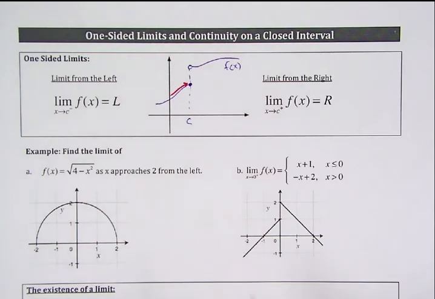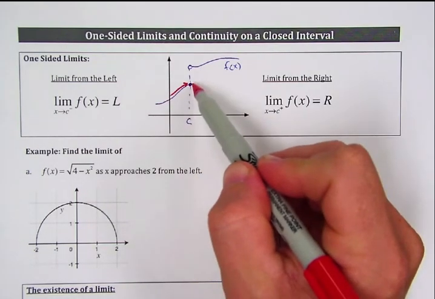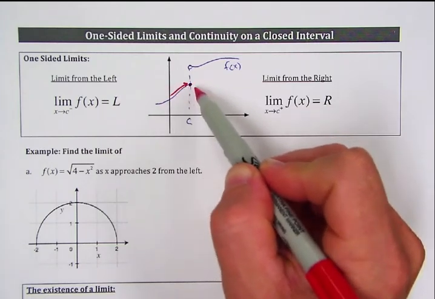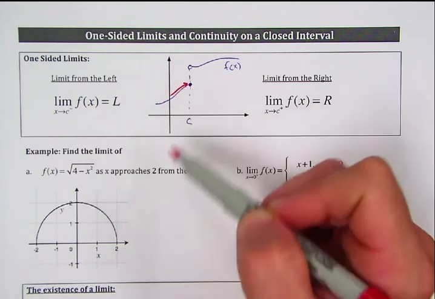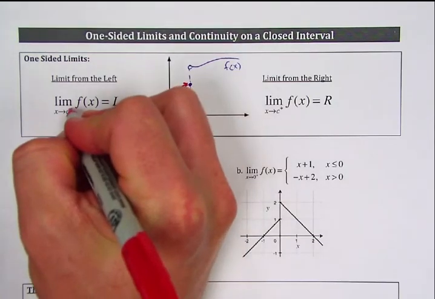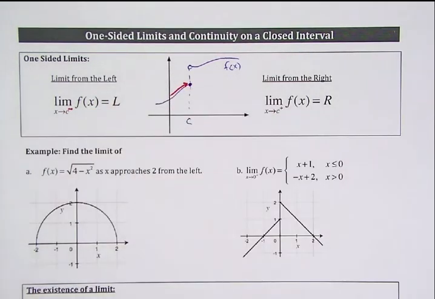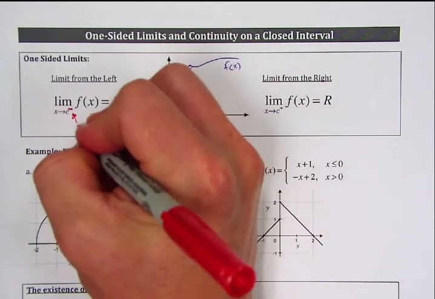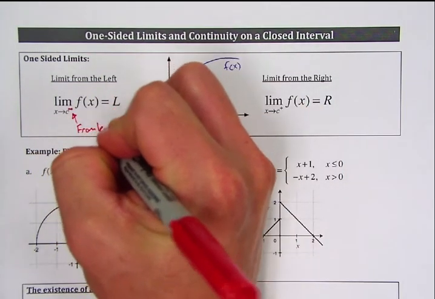Okay. So as we trace this function from the left side, getting closer to c, what is the intended height of the function? Now, in our notation, it's very subtle. The only thing we change is put a minus right here. So that minus symbol means from the left.